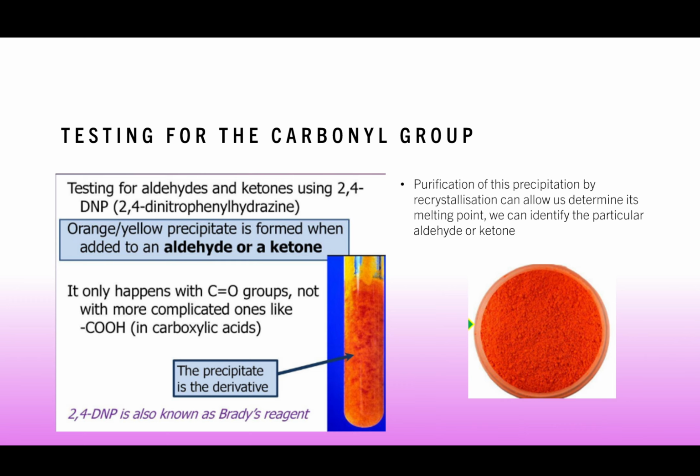So we have that precipitate that is derived. The purification of the precipitate by recrystallization can allow us to determine the melting point, and we can identify the particular aldehyde or ketone. So aldehydes and ketones are volatile compounds, meaning that melting point and boiling point are really key physical characteristics of volatile compounds. And depending on the melting point that we find after purification by recrystallization, we can figure out which specific aldehyde or ketone this is. All right, so that is it there.